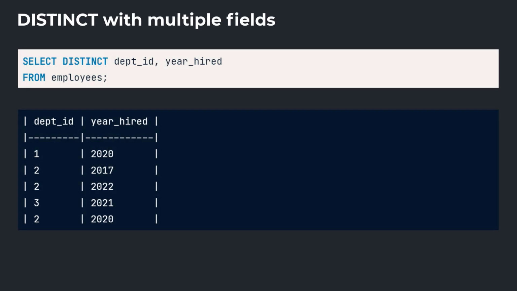To avoid repeating this information, we could add the distinct keyword before the fields to select. Notice that the department ID and year hired fields still have repeat values individually, but none of the records are the same. They are all unique combinations of the 2 fields.